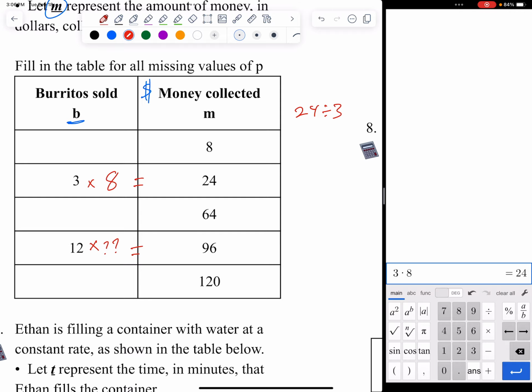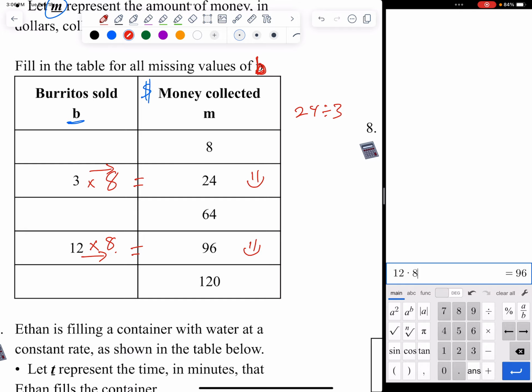3 times 8. Did that equal 24? Yes. So now I'm happy. So now I'm going to assume that that is also an 8, but I'm going to double check. So 12 times 8, and that equals 96. Yay. So that means that all of these I have to multiply by 8 to go to the right. But wait a minute. I'm missing all the letters. Oh, that's not P, huh? It's supposed to be B. I apologize. It's B. So I got to find all those missing letters.